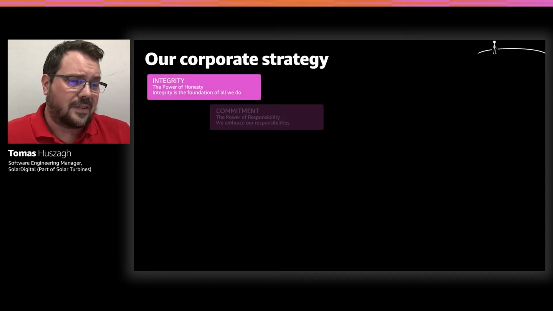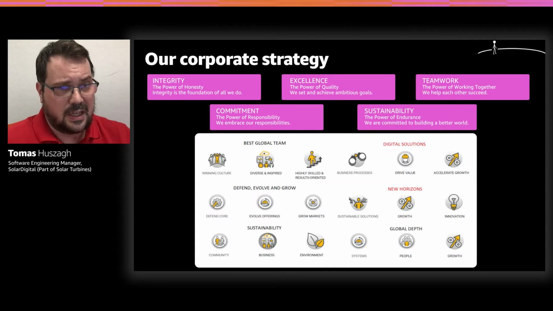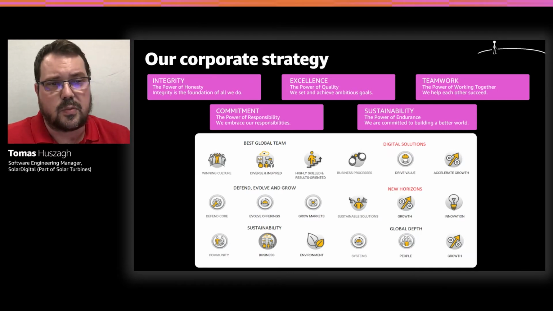This is a very interesting slide, I would say. Many companies, including AWS, have leadership principles or pillars of success. Our company has it as well. You can see it here. Integrity, commitment, excellence, sustainability, and teamwork is the corporate strategy that we want to work on.